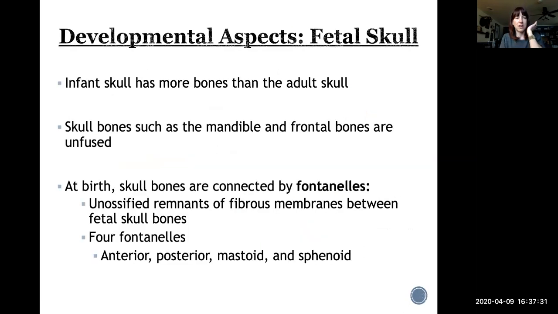I'm going to talk about developmental aspects. I'm going to have to ask you to know some of this. This is for lecture. This is lecture stuff that you need to know. We need to know about the fontanelles.